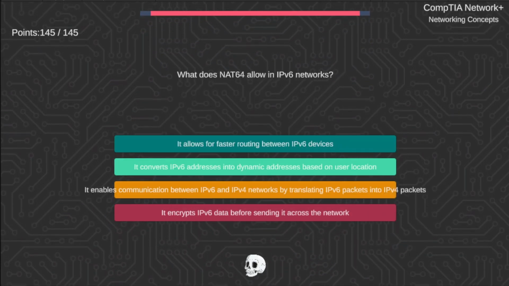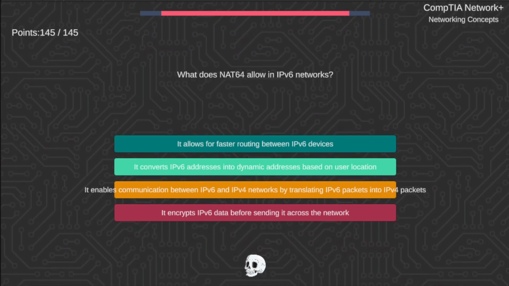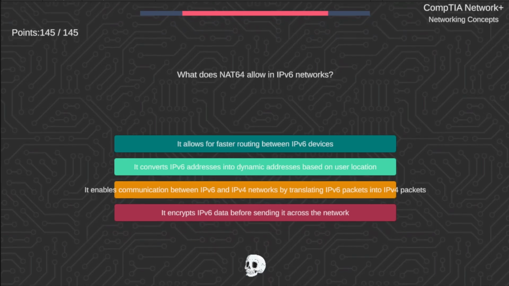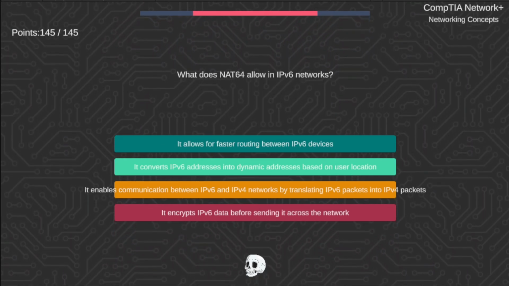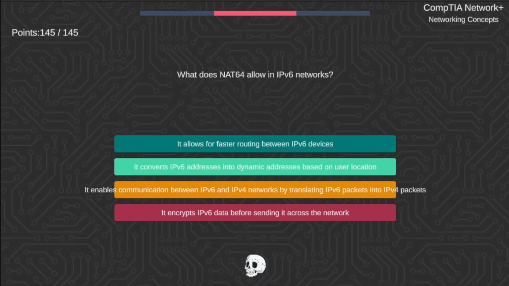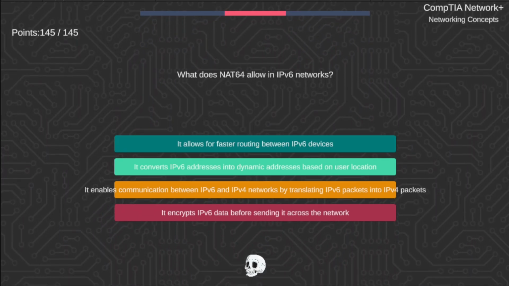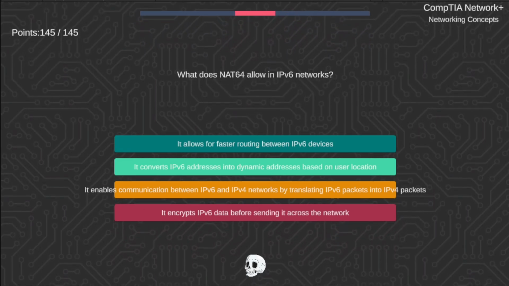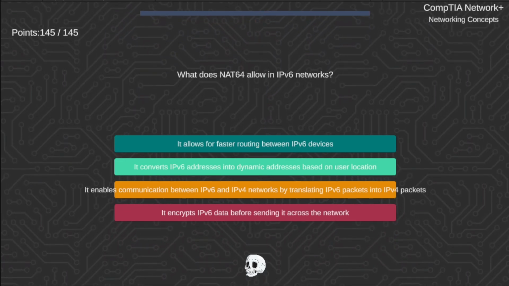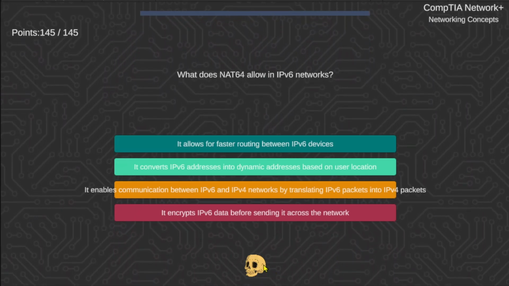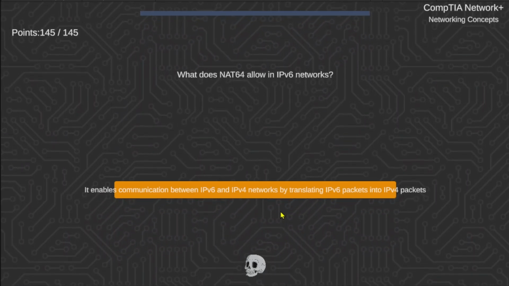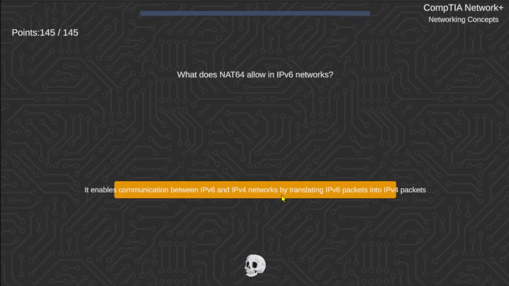What does NAT64 allow in IPv6 networks? It allows for faster routing between IPv6 devices. It converts IPv6 addresses into dynamic addresses based on user location. It enables communication between IPv6 and IPv4 networks by translating IPv6 packets into IPv4 packets, or it encrypts IPv6 data before sending it across the network. Correct answer, it enables communication between IPv6 and IPv4 networks by translating IPv6 packets into IPv4 packets.